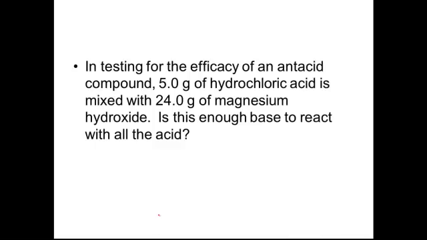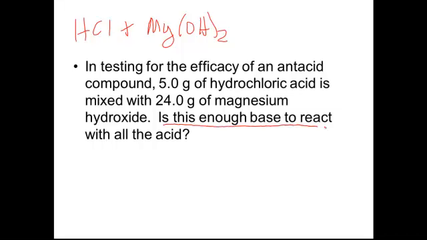All right, I think this is the last one right here. So again, this is another limiting reactant problem. It says, in testing for the efficacy of an antacid compound, 5 grams of hydrochloric acid is mixed with 24 grams of magnesium hydroxide, Mg(OH)2. And then it says, is this enough base to react with all of the acid? So again, this is kind of a limiting reactant problem.